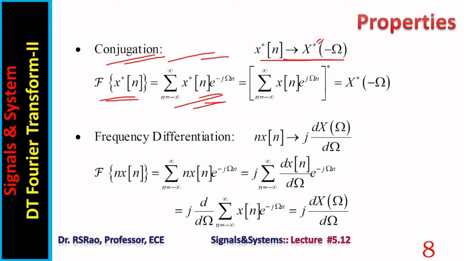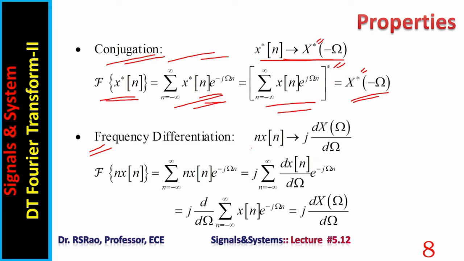Now this summation can be expressed as sigma n equals minus infinity to plus infinity x of n e power j omega n conjugate. Of course, it becomes X of minus omega conjugate. Another property we consider right now, frequency differentiation.